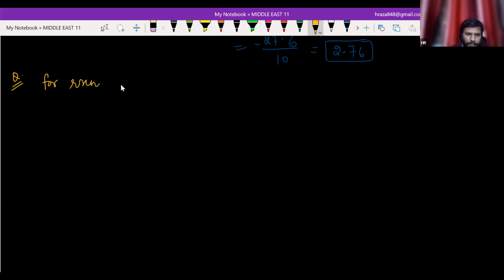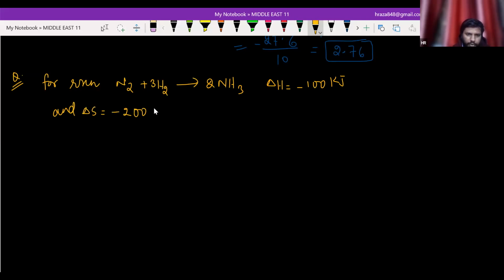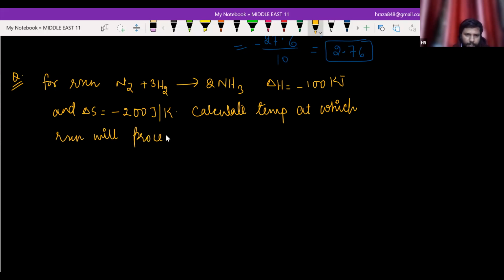For the reaction N2 plus 3H2 will give 2NH3, delta H is given as minus 100 kilojoule, and delta S is equal to minus 200 joule per Kelvin. Calculate the temperature at which the reaction will proceed in the forward direction.